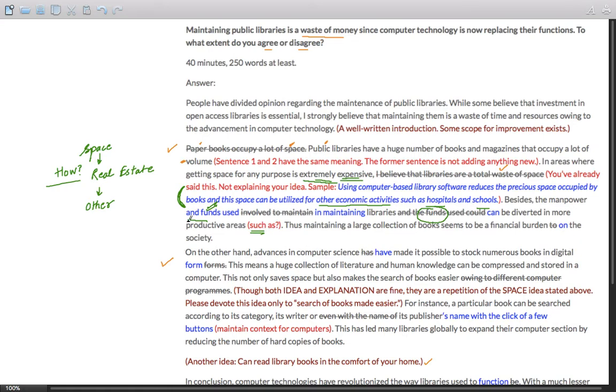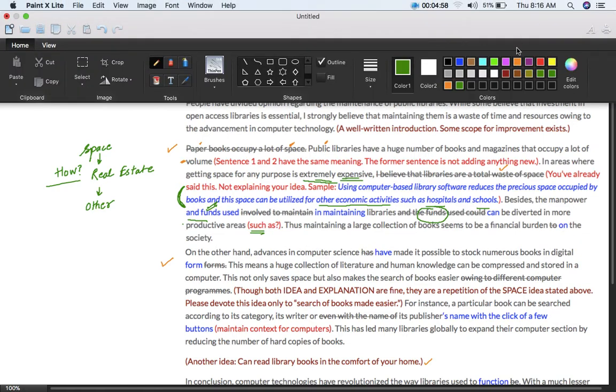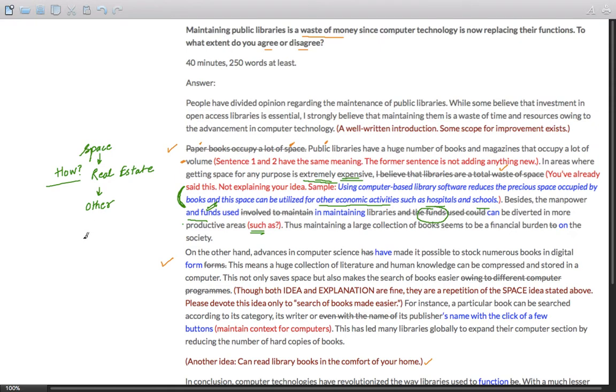This is called developing an argument. You need to develop an argument. And to develop an argument, you need to be specific. Which productive areas are you talking about? To score really good bands, you need to develop an argument, you need to have logical flow of ideas, and of course, specific information. If your information is not specific, it is too general, then you will not be able to score well.